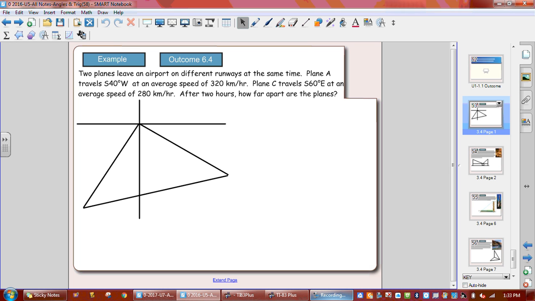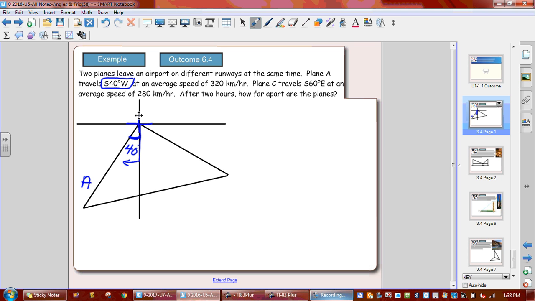So plane A travels. Now the reason I've got it this way is because here's our Cartesian plane. Whenever we're talking about directional language, we start at the direction that's first, and we go towards the direction that's next. So the first one says plane A is starting going south, and then going 40 degrees towards the west. So this little piece in here is 40 degrees, and that means this is plane A.